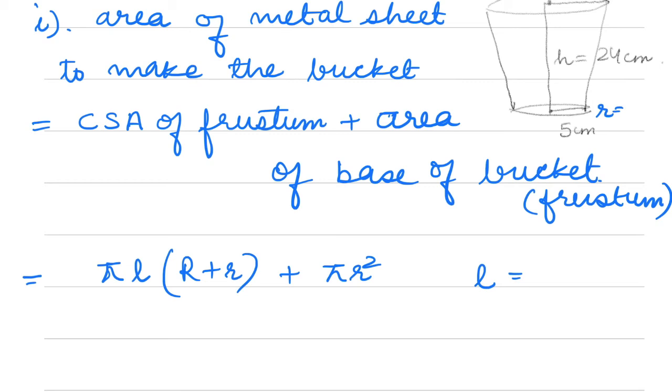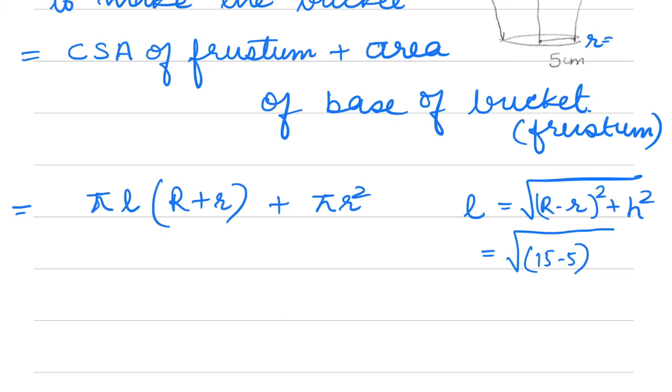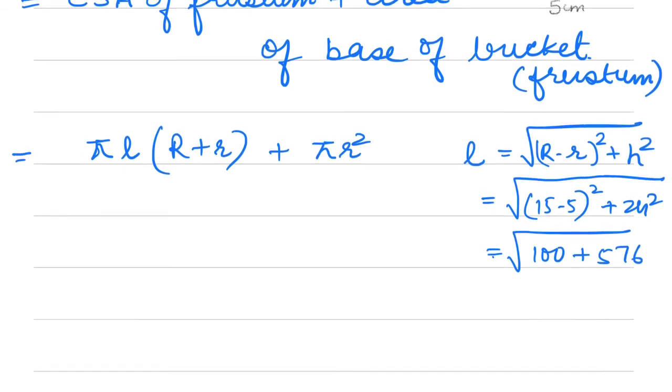L is equal to the square root of (R minus r) whole square plus H square. That is equal to 15 minus 5 whole square plus 24 square. Now this would be equal to 10 square, which is 100, and 24 square is 576. This is equal to the square root of 676. Therefore L is equal to 26 centimeter.